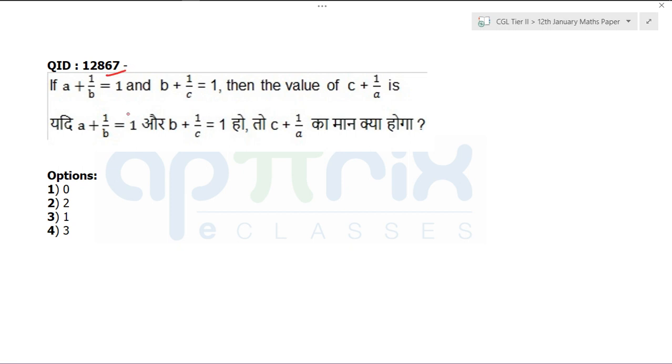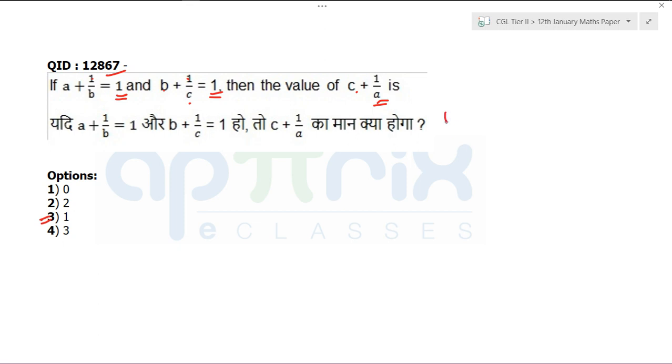Question number 67, very interesting question, but very easy one. What we need to find out, that if A plus 1 by B is equal to 1, B plus 1 by C is equal to 1, C plus 1 by A is what? Right? When you will become very mature in terms of thinking, you will not take any time in marking third option. But anyways, don't worry. I'm just going to tell you what and how you can do it. So let's think about that, how I did it.